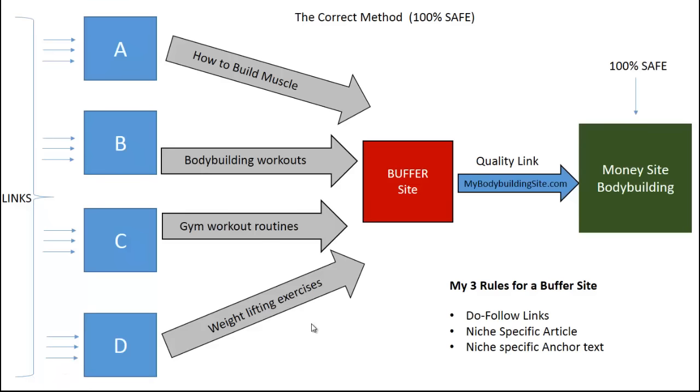Okay, and our third rule of thumb, guys, or my third rule of thumb for a buffer site is it needs to have niche specific anchor text pointing to it. Don't forget, guys, it's what site A says about the site. Okay, so in this example here, it's what site A says about the buffer site. It's what site B says about the buffer site. It's what site C says about the buffer site. And when it comes to your money site, then it's what your buffer site says about your money site.